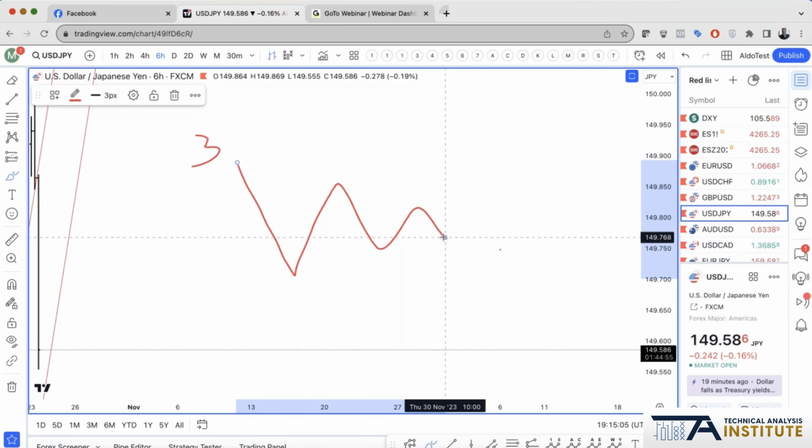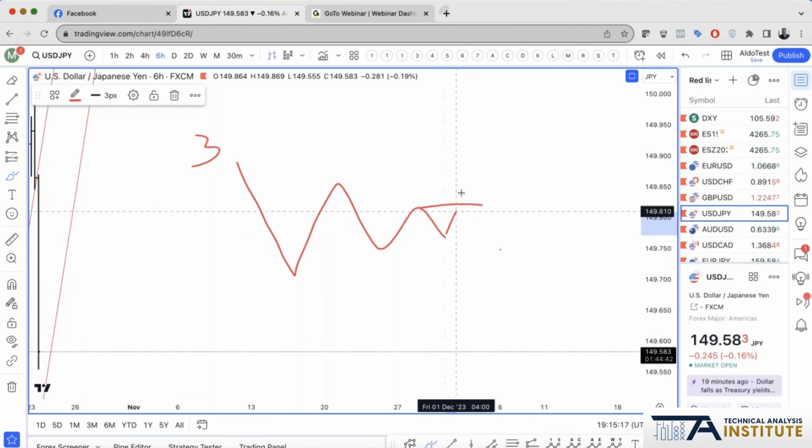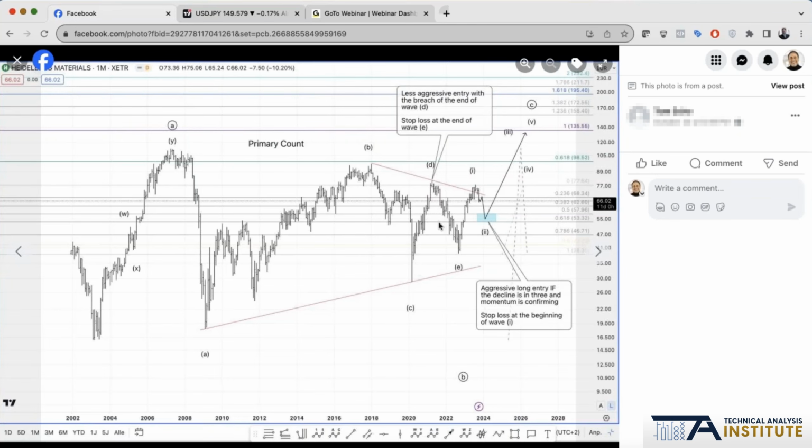Well, obviously it would be the penetration of wave D. This is where you would want to enter this. And the stop would be, of course, when that happens, the low of wave E, exactly as suggested here. Where was it? Yeah, you said less aggressive entry with the breach of the end of wave D. And that's exactly the way to do it. And the stop loss is exactly at wave E, exactly down here.